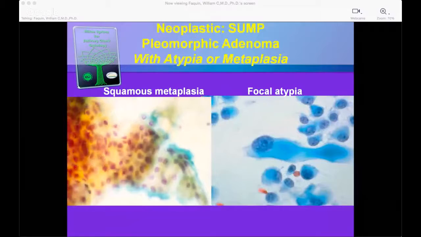Now, what about this second subgroup of neoplasm, the uncertain malignant potential? Here are two examples of pleomorphic adenomas that would fall into that category. And these are two examples where we have either atypia, focal atypia, such as we have on the right-hand side, or metaplastic changes, such as in this image on the left-hand side.